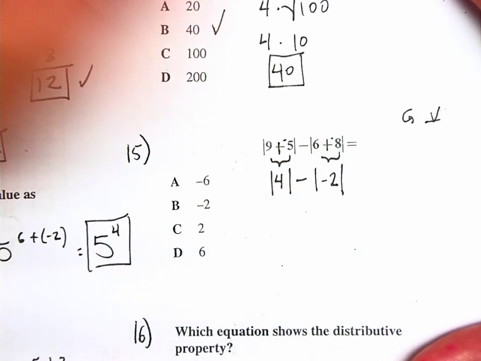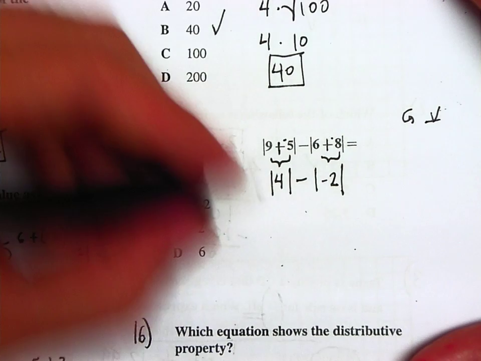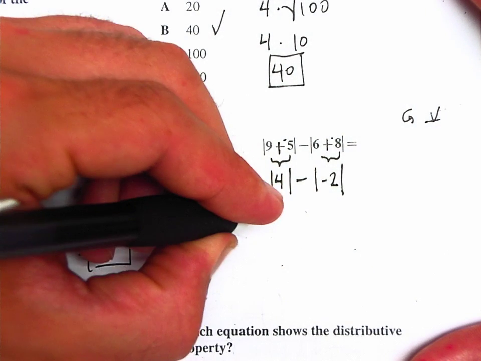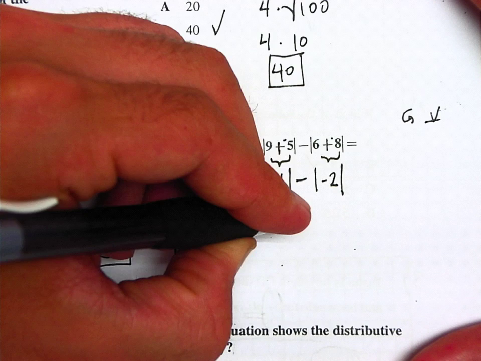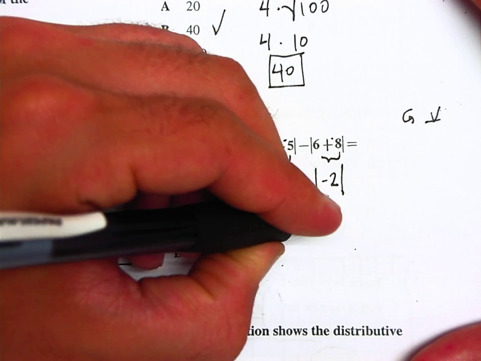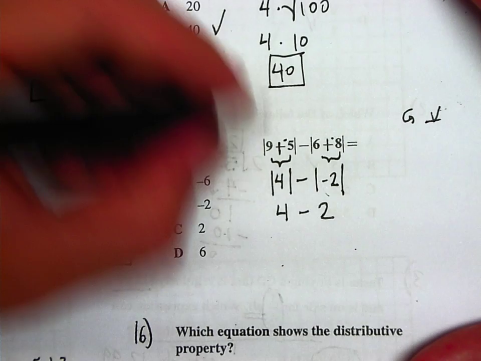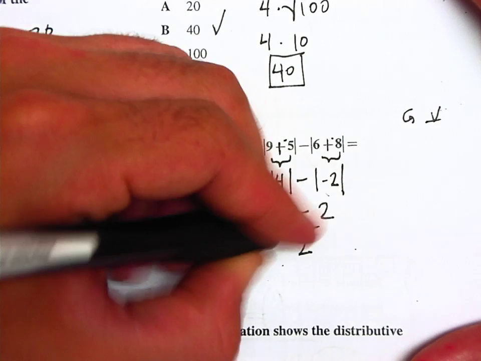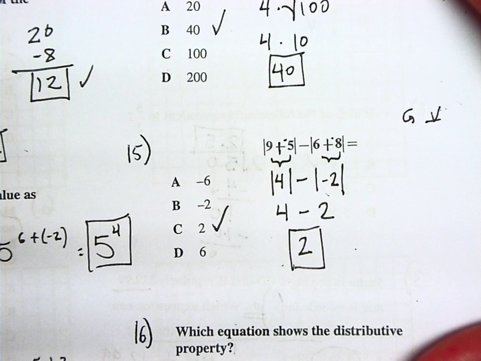And so I've done everything inside the grouping symbols. I still need to find the absolute value of 4, that's 4, minus the absolute value of negative 2. The absolute value of negative 2 is 2. And 4 minus 2 is 2. Your answer should have been C.